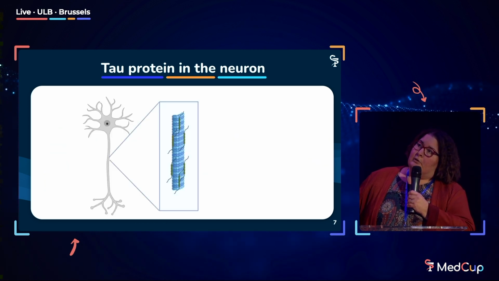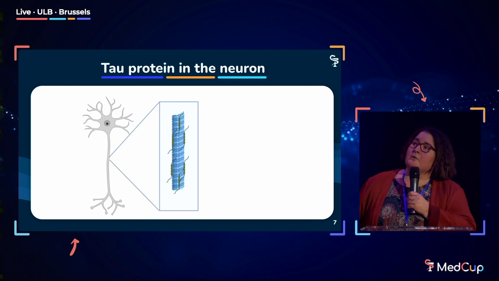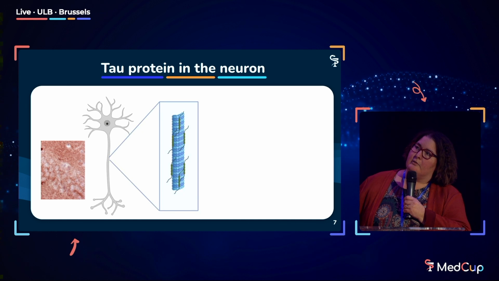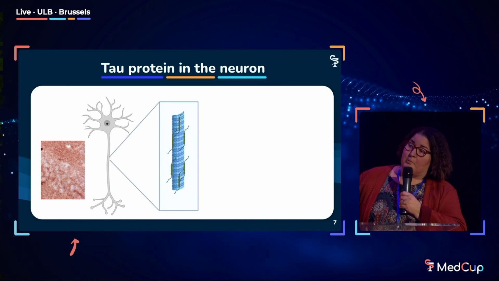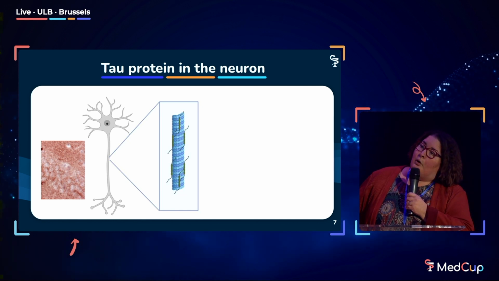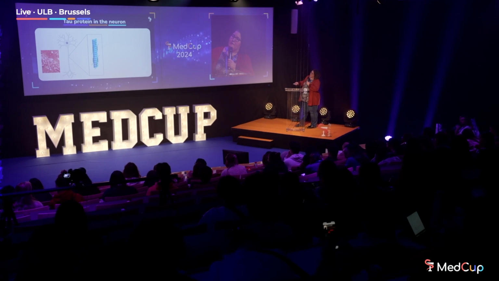When we look to tau proteins in the neurons in physiological conditions, these proteins are located around the microtubule network, and we can find these tau proteins mainly in the axons. When we do labeling on brain tissues, we can see dots like this here. It's due to the fact that the protein is located in the axons.